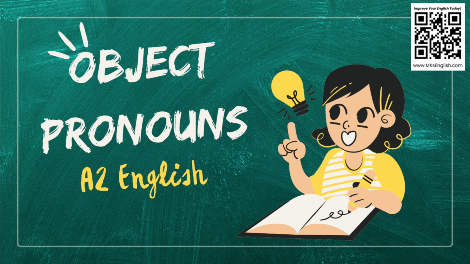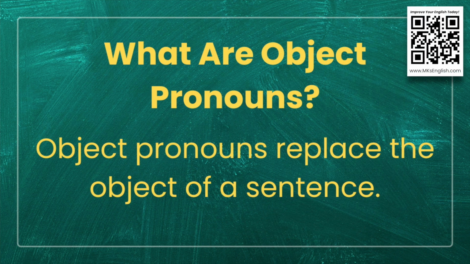Let's get started. So, what are object pronouns? Well, object pronouns replace the object of a sentence. Instead of repeating a person or a thing's name, we can use an object pronoun. Here are the object pronouns: me, you, him, her, it, us, them. And let's look at each one.